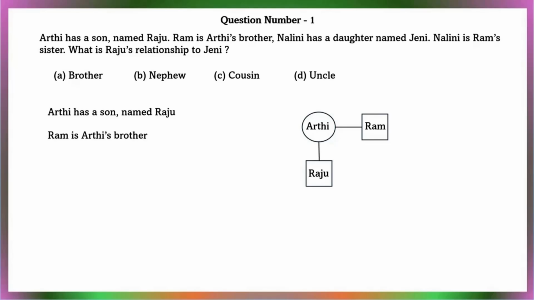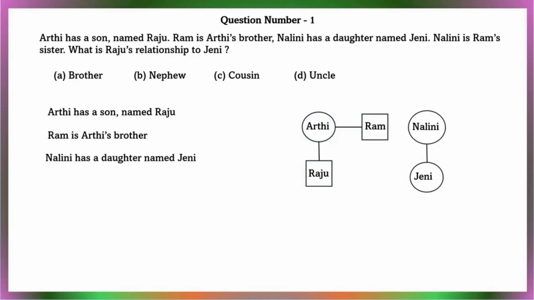Nalini has a daughter named Jenny. At this point, this information is not connected to the previous family, so we draw it separately. Now, we are told that Nalini is Ram's sister. This allows us to connect Nalini with Ram using a horizontal line indicating that they are siblings.